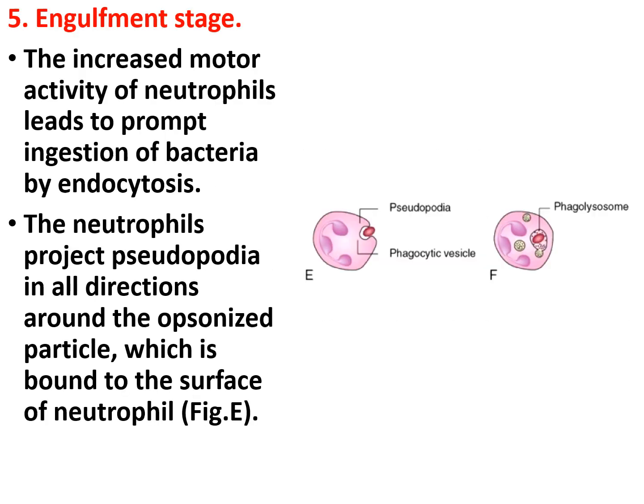Then the engulfment stage. The increased motor activity of the neutrophil leads to prompt ingestion of bacteria by endocytosis. The neutrophil projects pseudopodia around the opsonized particle which is bound to the surface of the neutrophil. So the neutrophil projects pseudopodia in all directions around this opsonized bacteria, which is bound to the surface of the neutrophil.